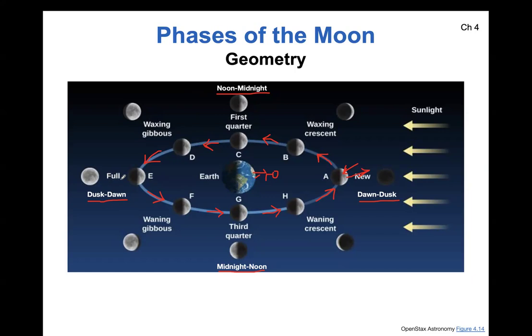The full moon is the exact opposite as the new moon. It rises when the sun sets, and it sets when the sun rises. So the full moon is visible all night from dusk until dawn. And finally, the third quarter is going to be visible rising at midnight, up the whole night, reaching its peak altitude right at sunrise at 6 a.m., and then setting at noon.